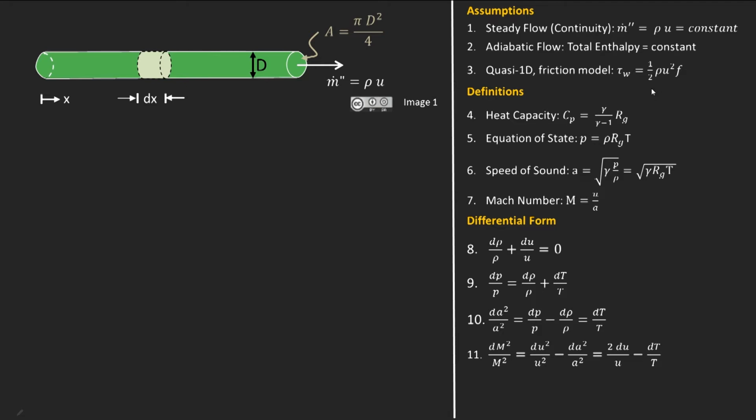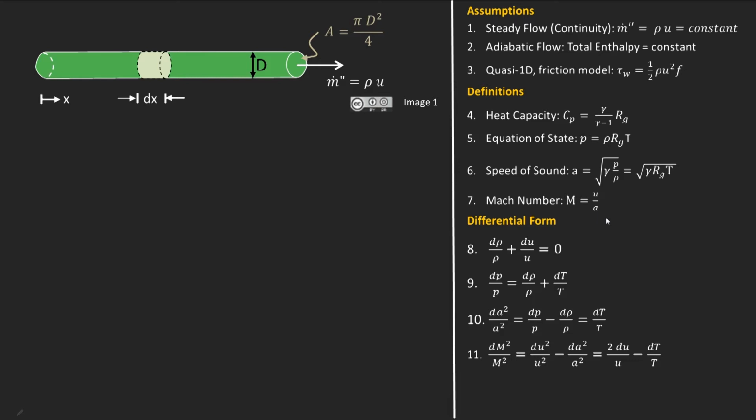But before we do that, let's look at some definitions that are also useful, such as the heat capacity at constant pressure Cp, which equals gamma over gamma minus 1 multiplied by R sub g, where gamma is the ratio of specific heats and R sub g is the gas constant. The equation of state can be expressed as P equals rho times Rg times T. The speed of sound a can be expressed as square root of gamma P over rho, which using the equation of state can also be expressed as square root of gamma R T. The Mach number M is the ratio of the local speed of the fluid divided by the local speed of sound a.